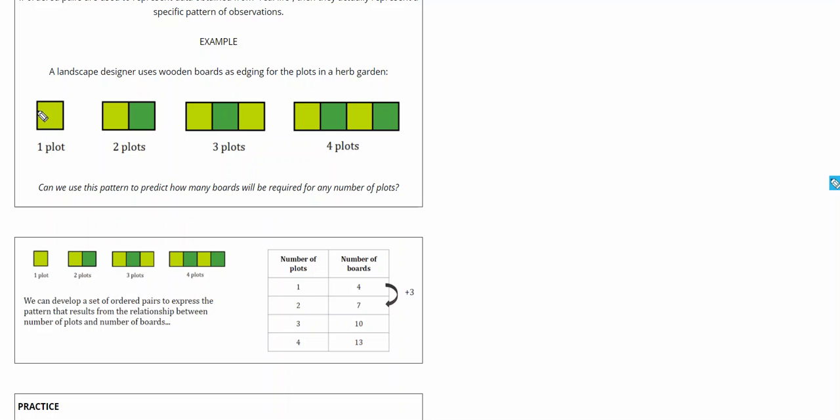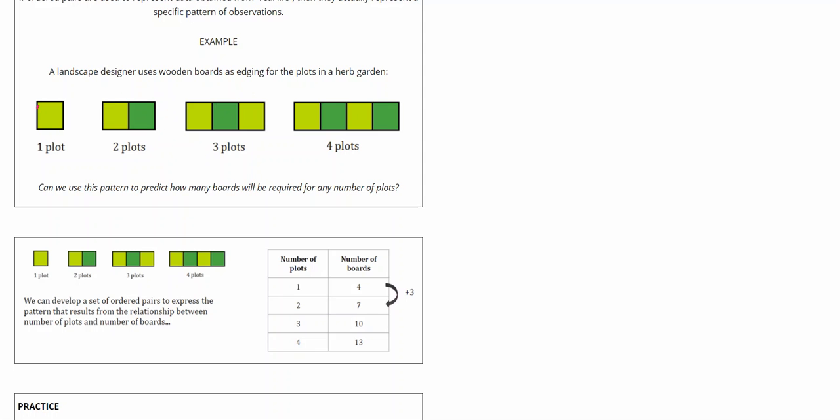Let's say you wanted to know how many boards you would need, right? So a board would be there, right? In that case, you'd have 4 on the first plot. And on the second plot, you would have those 4, and then 1, 2, 3, right? And then on the next one, and it goes up like that, right?